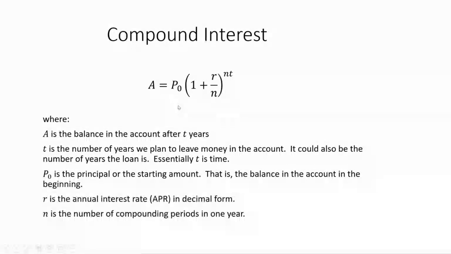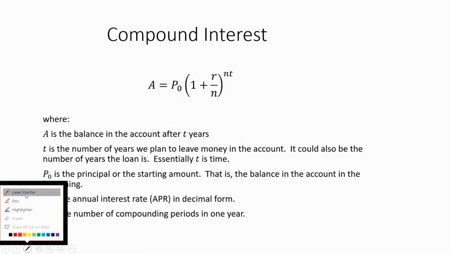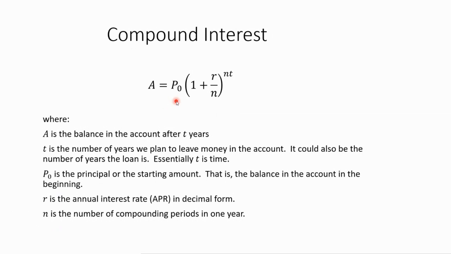So A, again, is the balance after T years has passed. Little t, again, that's just how many years are going by, how long the loan is, or like in the example with the account, how long the money is in the account. P sub 0, that's just the beginning amount. That's what the subscript 0 is supposed to indicate, 0, like beginning.